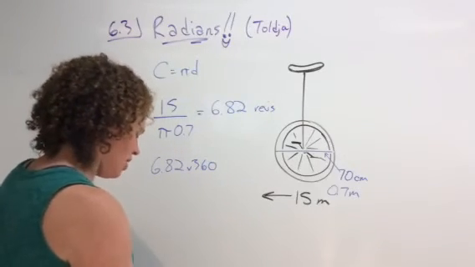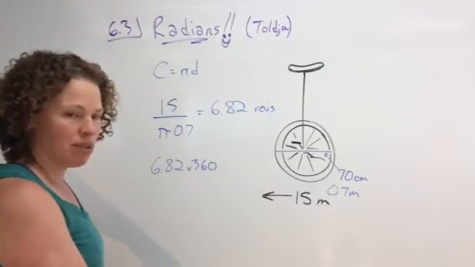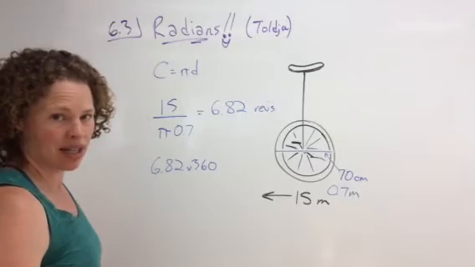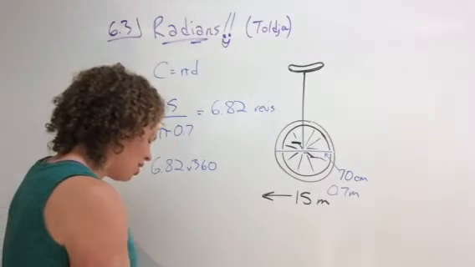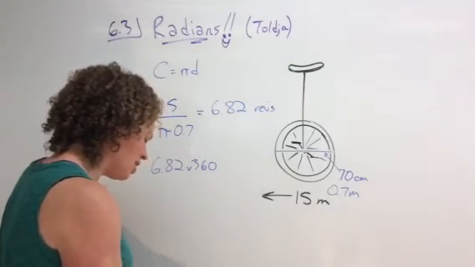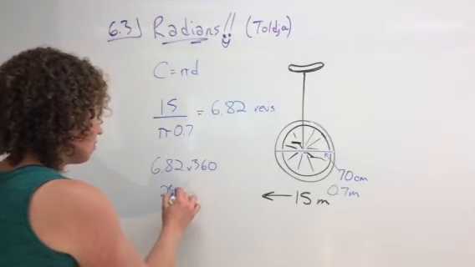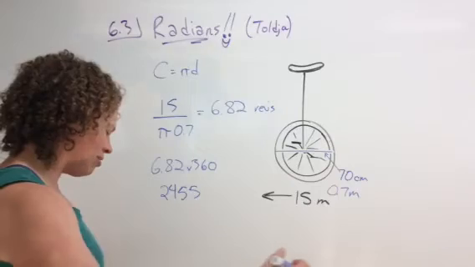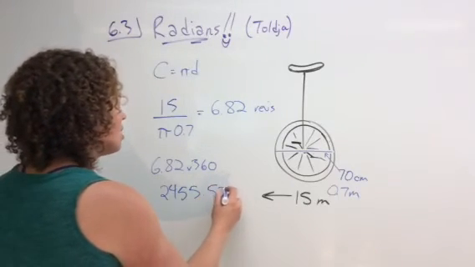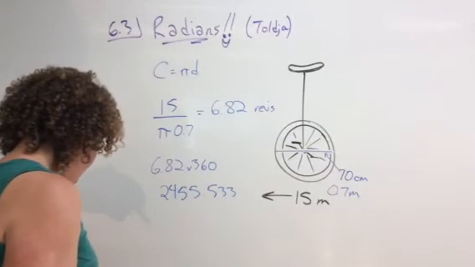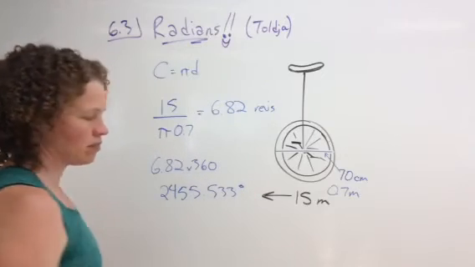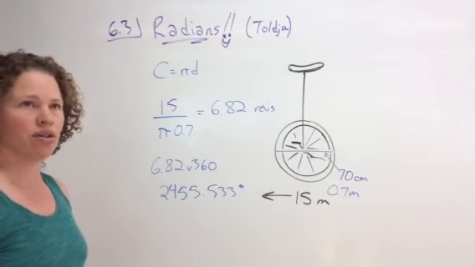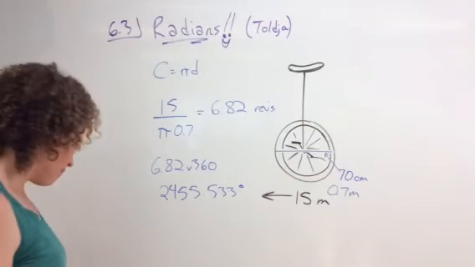And I'm just going to leave it in my calculator. I'm not going to actually use this number. I'm going to use the one that's in my calculator because that's the one that's much more accurate. And I'm going to multiply that by 360, which turns out to be 2,455.5333 and so on, degrees. So usually they give you a question like this, they'll say to the nearest degree or the nearest tenth of a degree, something like that.